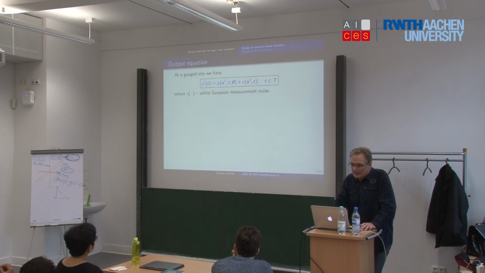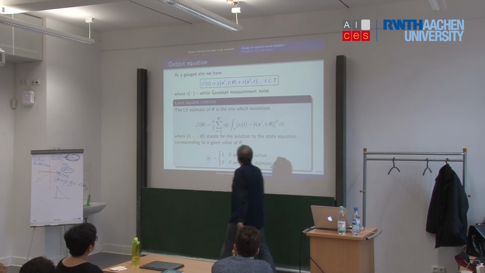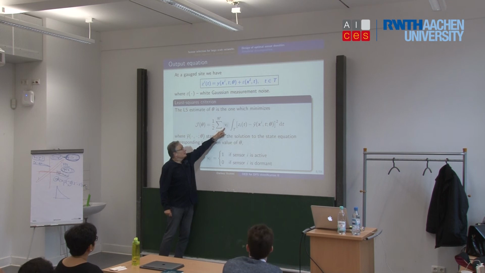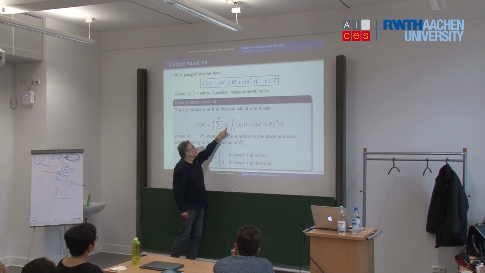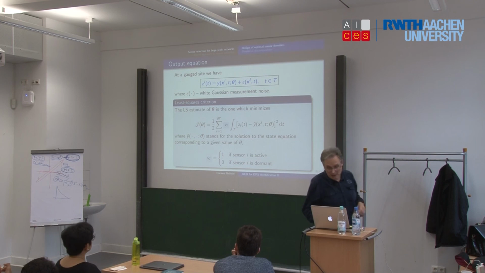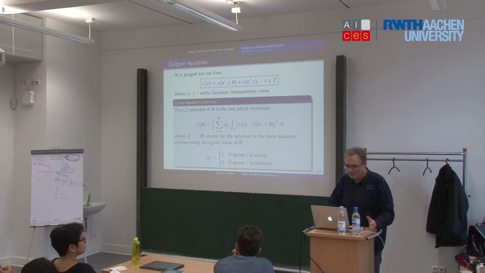For the least squares criterion here, we can introduce flags. These are coefficients which are 1 if a given sensor is active, 0 if a given sensor is dormant. So this criterion, which will be minimized, includes only the terms for which the sensors are active. So this is very logical. We have some flags, some indicator variables. We can call them one way or another. They define whether or not a given sensor is active. These are binary variables.